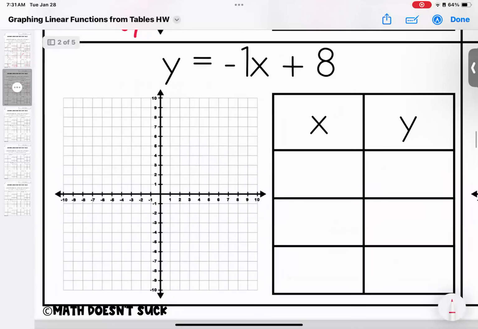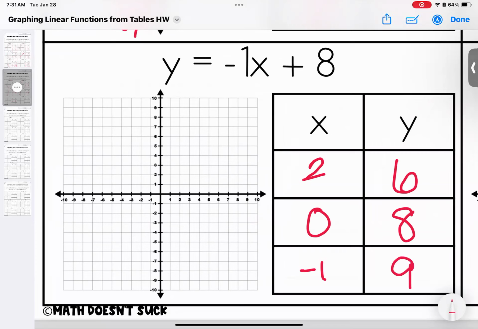Let's do 2, 0, -1. All right, -1 times 2 is -2, plus 8 is 6. Opposite subtract. 0 times -1 is 0, plus 8 is 8. And then -1 times -1 is +1, plus 8 is 9. So over 2 up 6, over 0 up 8, and then -1 up 9. Draw your line.